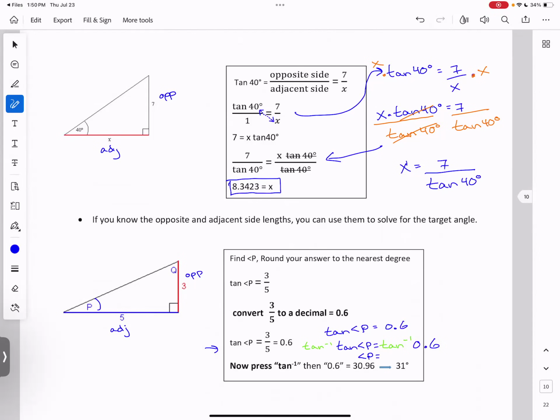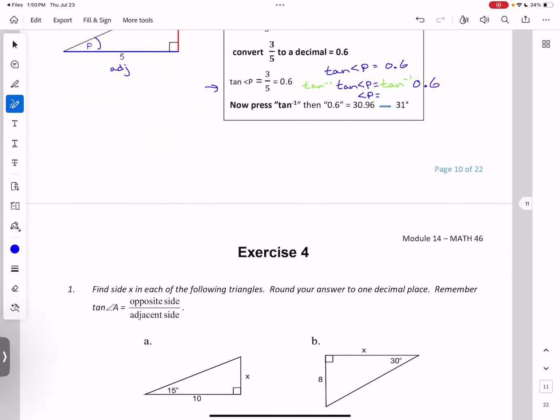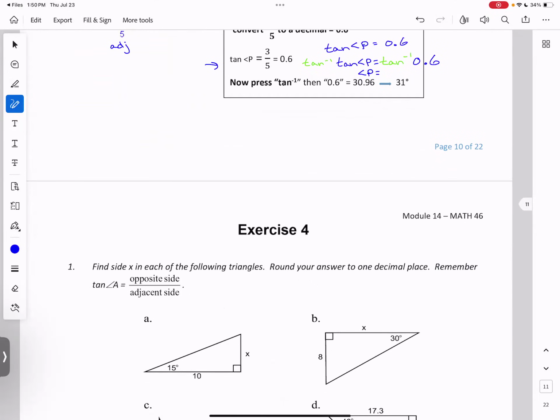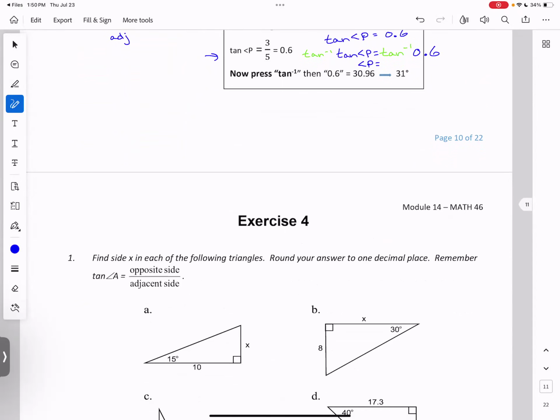So the following exercises are going to give you practice with solving for side length and for solving for angles. So give them a try and come on back to do them together.